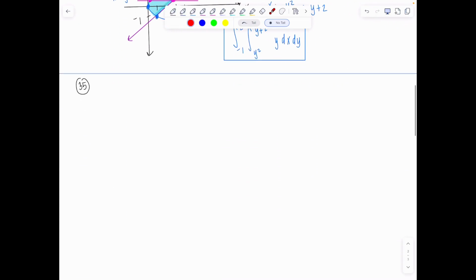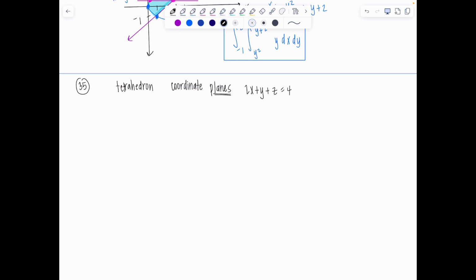Okay, 35. Find the volume of the given solid, the tetrahedron. Who needed this one? Okay. Tetrahedron enclosed by the coordinate planes. So what does that mean? Well, yeah, all of the xy plane, the xz plane, the yz plane. Yeah, the coordinate planes. And the other plane is 2x plus y plus z equals 4.